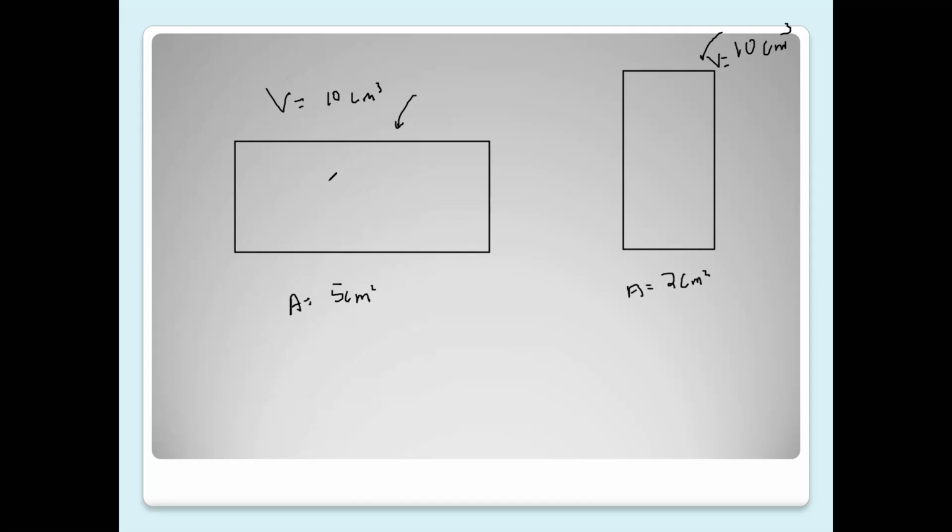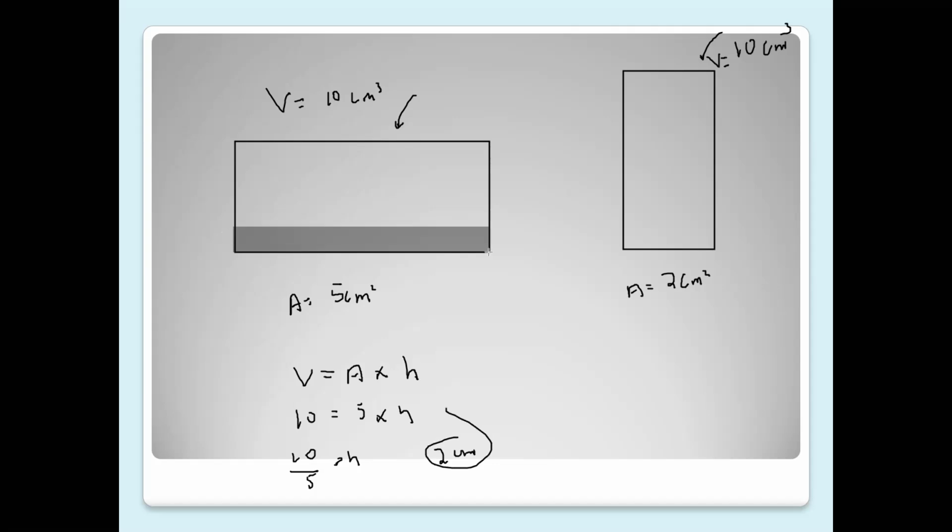What will be the depth of the liquid here? As we know, volume is equal to area multiplied by depth. The volume is 10. The base area is 5. So the depth will be 10 divided by 5, so depth is equal to 2 centimeters. The volume is the same, but the depth, or height of the liquid from bottom to the top surface, is 2 centimeters.